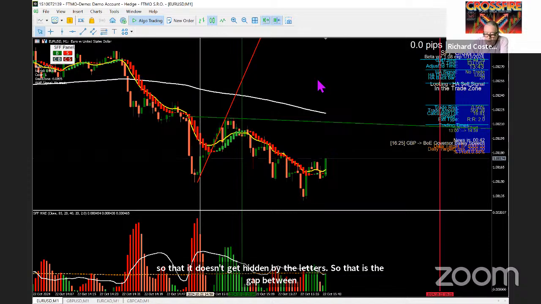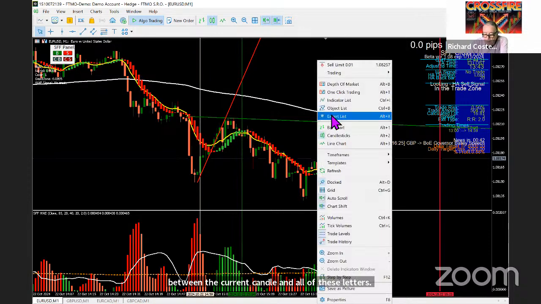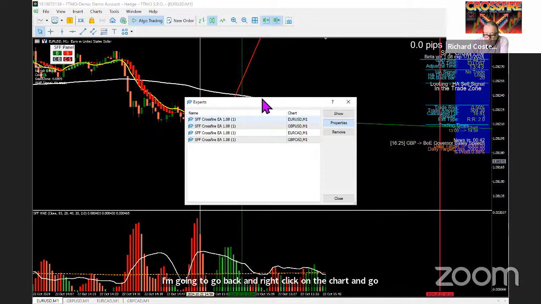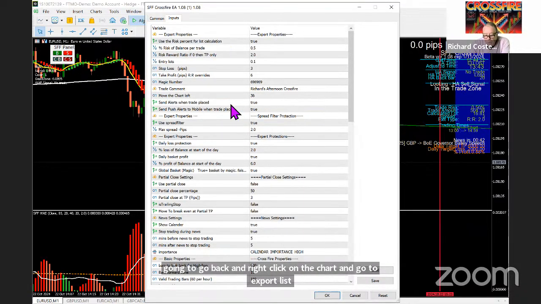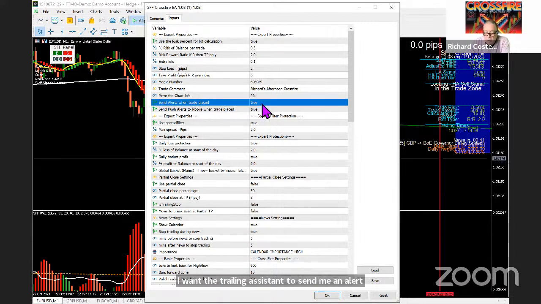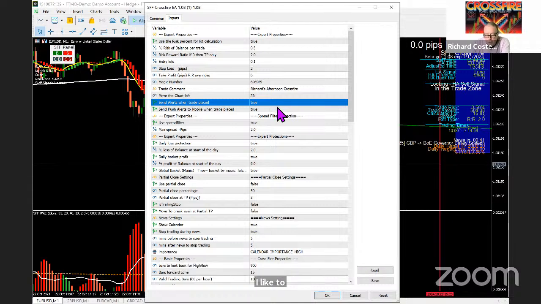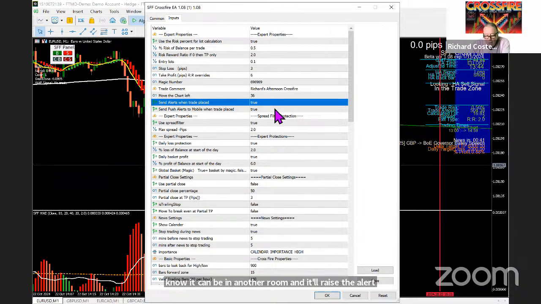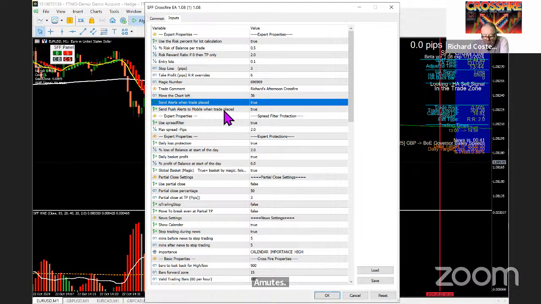So I'm going to go back, I right click on the chart, I go to expert list, properties, so that's the 36. I want the trading assistant to send me an alert when it places a trade. If you don't want an alert, you just toggle that false. I like to, you know, I can be in another room and it'll raise the alert. There's an audible sound, and this is a new thing. This is to send push alerts to my mobile when the trade is placed.